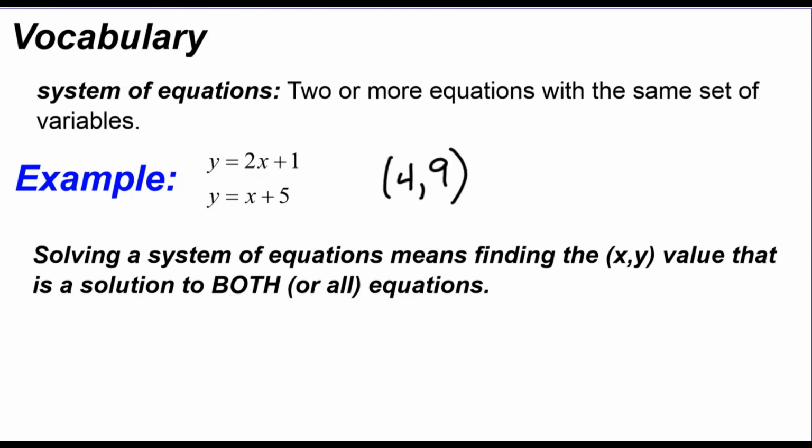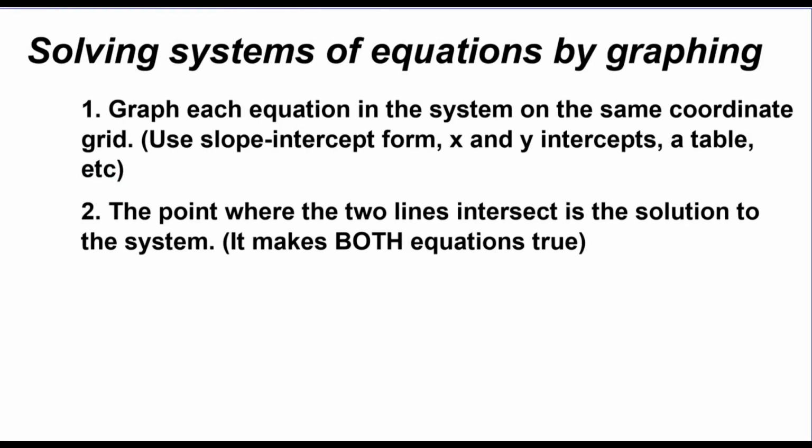And how we're going to do that today is by graphing them. It's probably the easiest way to find an ordered pair that's a solution to both. So to do that, we're going to graph each equation in the system on the same coordinate grid. And then we can use slope-intercept form, x and y intercepts, a table, etc. We've learned a lot of different ways to put a function onto a graph. So just take your pick.